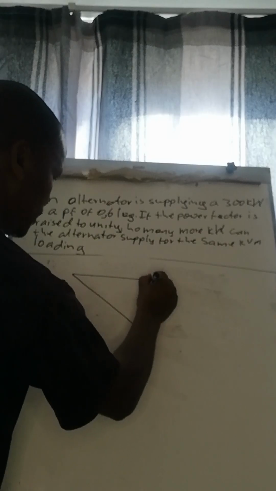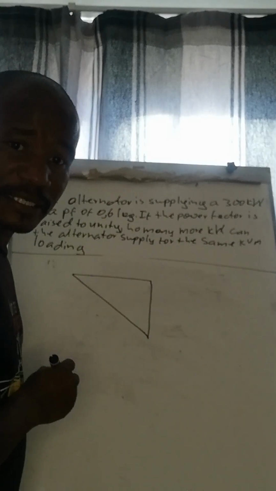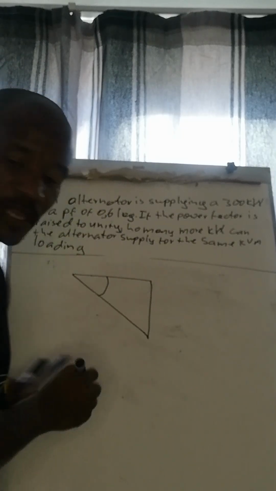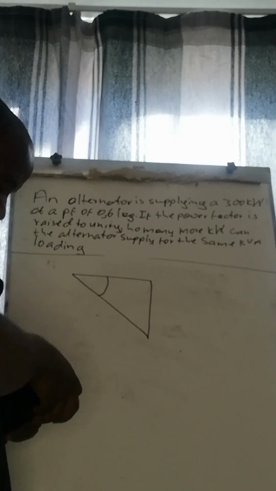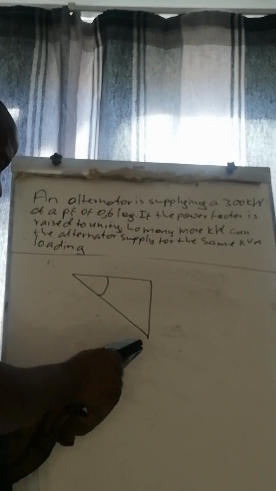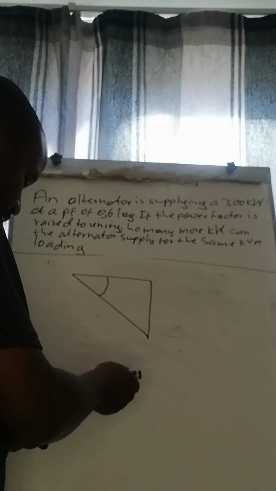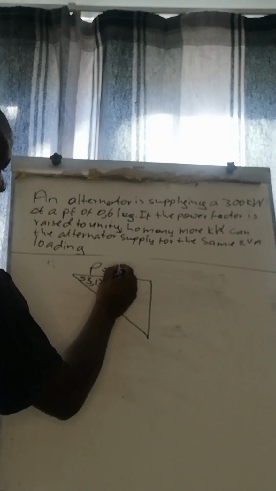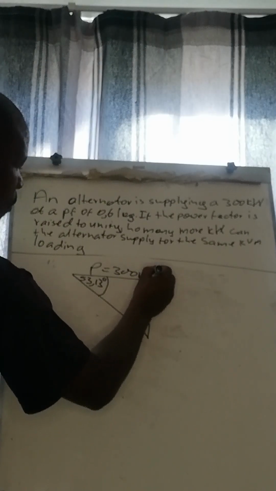It's something like this. There is our power triangle. It has an angle of lag. What is the angle of lag there? The angle of lag is the arc cos of 0.6, and it is equal to 53.13 degrees. This side, power, is equal to 300 kilowatts. It's given.